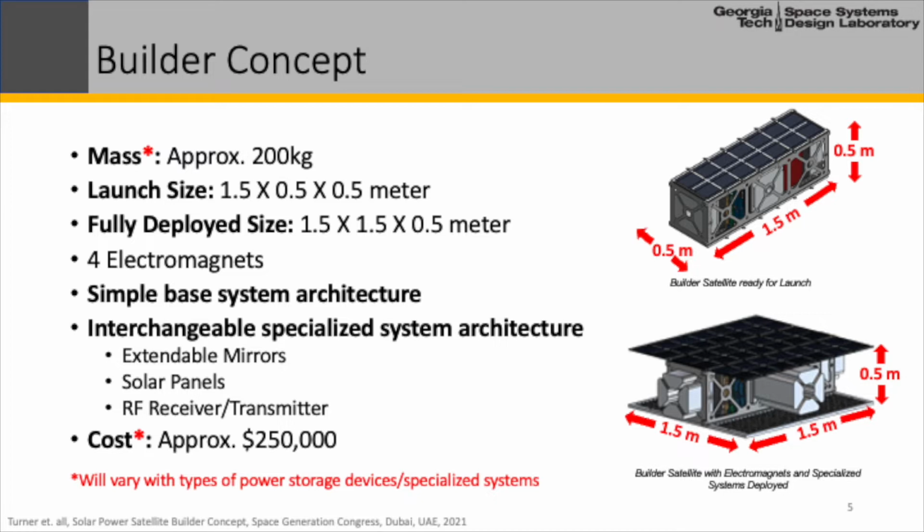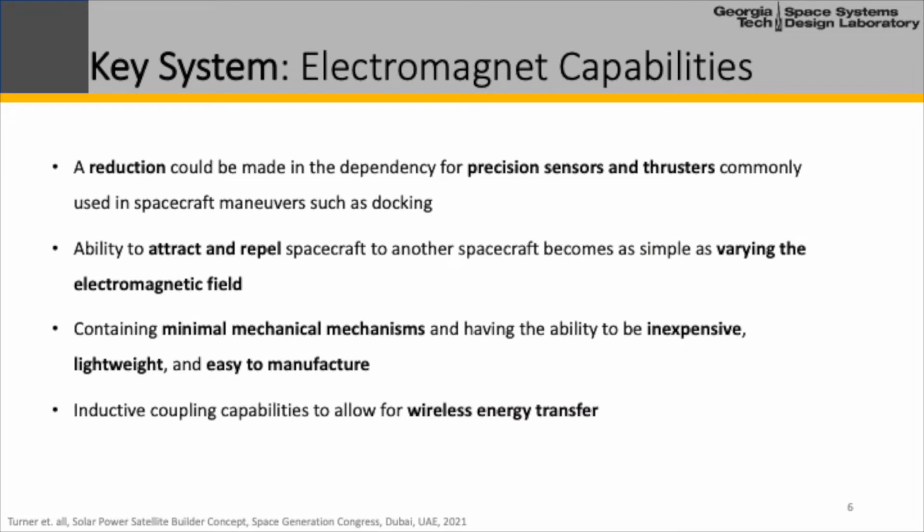One novel system to point out on this design is the use of 4 electromagnets. As mentioned in the prior slide, we as a team are currently researching the use of electromagnets and their capabilities to help build large space structures, such as the solar power satellite. We believe that by using electromagnets, we'll reduce the dependency on heavy, expensive, and complex precision sensors and thrusters commonly used when trying to assemble spacecraft together.